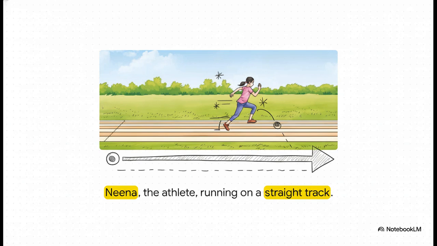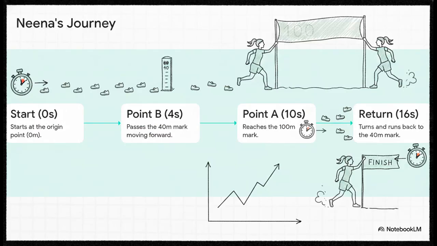To solve this little mystery, let's take a look at this illustration from the text. This is Nina, an athlete running on a straight track. Now, to measure any kind of motion, we first need a fixed reference point, right? We're going to call her starting line the origin, or position 0. Basically, everything we measure from here on out is going to relate back to this one fixed point on the track.